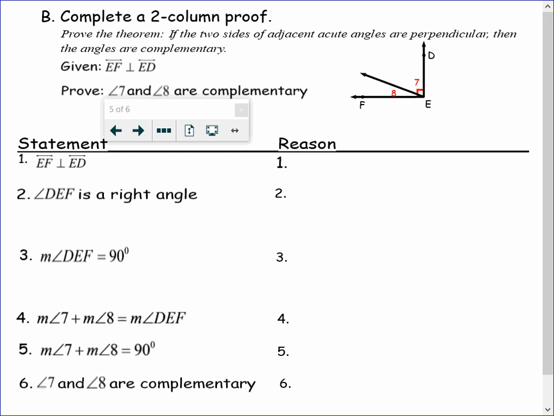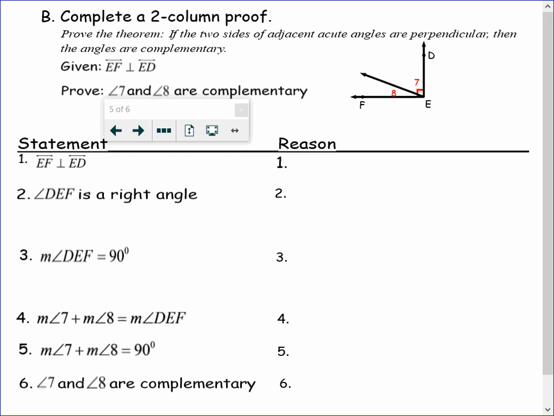We're going to prove the theorem that says if two sides of adjacent acute angles are perpendicular, then the angles are complementary. Now that's not a theorem we've learned, but it's one that exists. It's not used a ton, but it's a great example of practicing a proof.